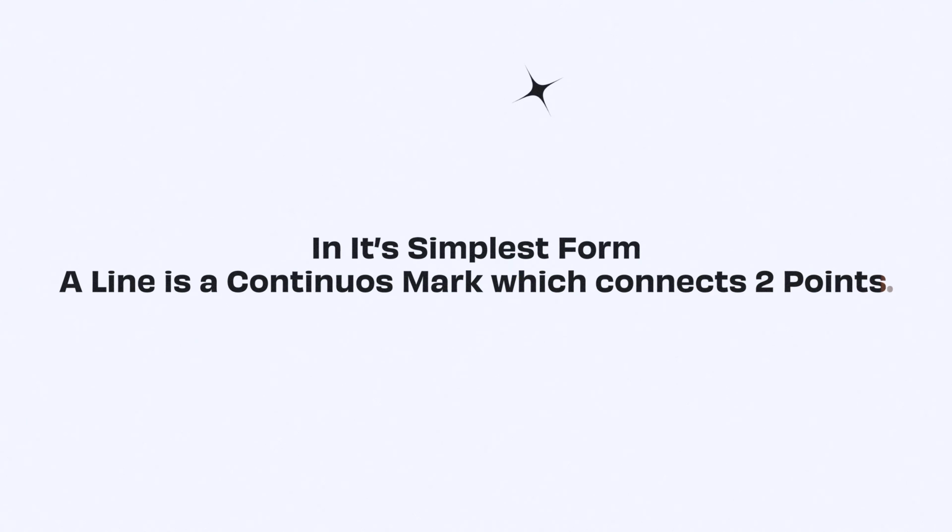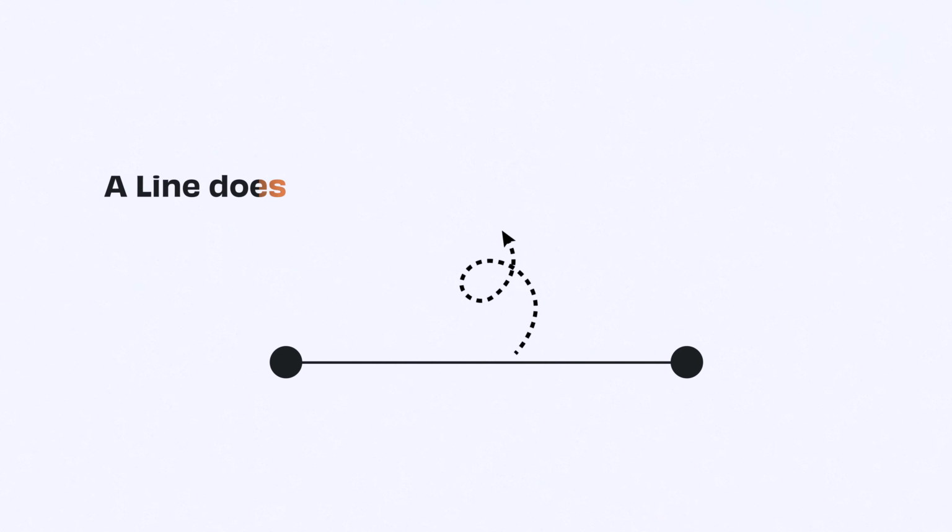Well, what is a line? In its simplest form, a line is a continuous mark which connects 2 points. Simple, isn't it? Just a continuous mark which connects 2 points. Well, not quite. In graphic design, a line does a lot more than connecting 2 points. So, in this video, we are going to learn what a line can do and how we can use that line to visually communicate our ideas through our designs.